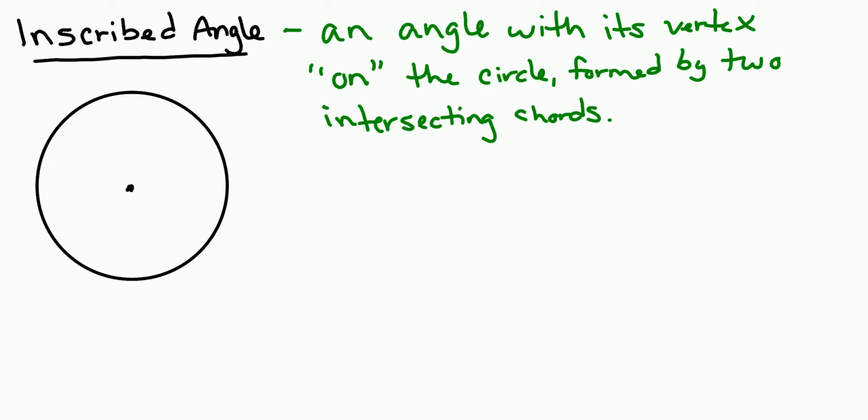If you remember, chords go from one point on a circle to another point on the circle. Sorry, that's not very straight. Okay, so we can say that this is point A, this is point B, this is point C. So this angle ABC is an inscribed angle.